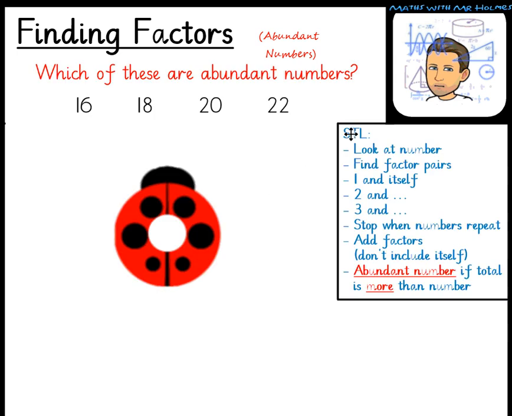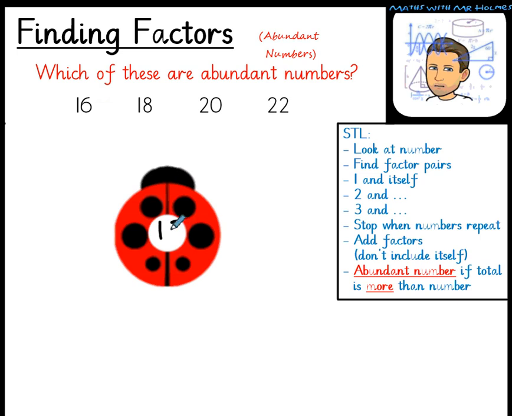We've got our steps to learning written up clearly, so you can follow along step by step as we go. Let's have a look at our question. Which of these are abundant numbers? 16, 18, 20, 22. We'll start with 16.